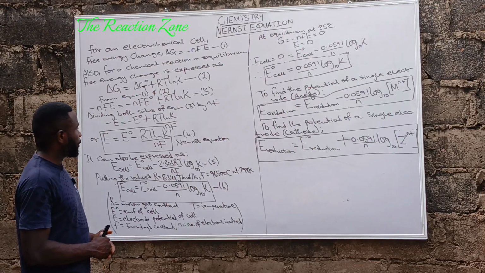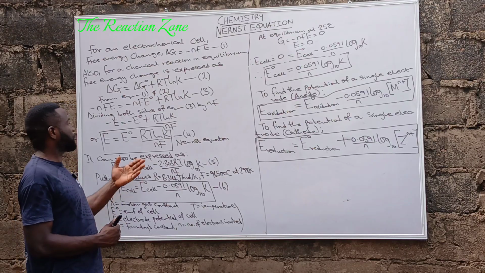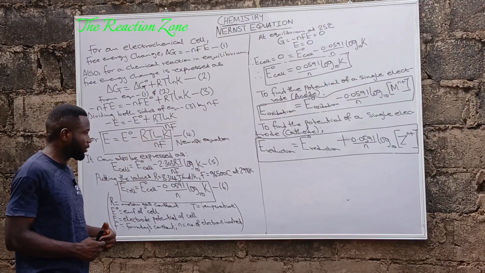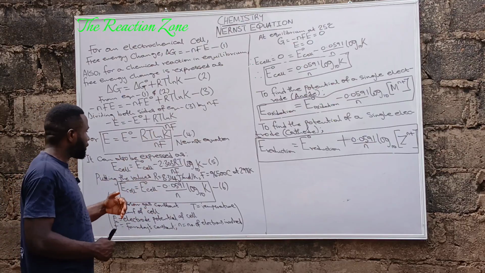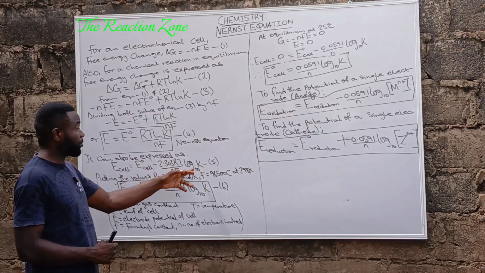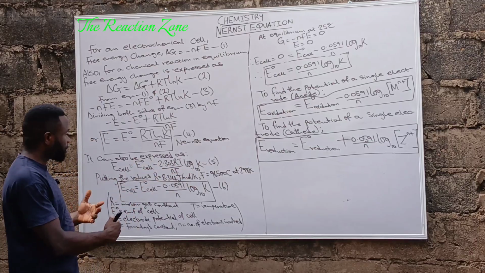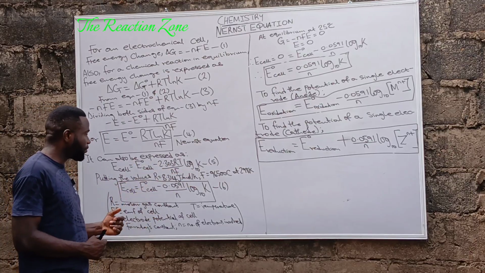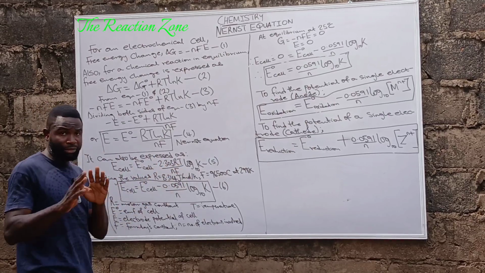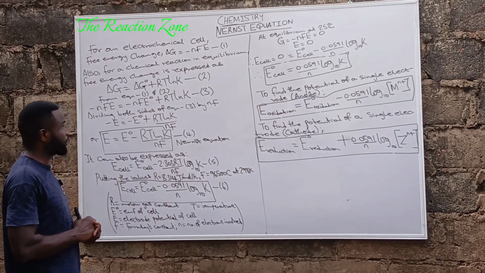So it simply means that equation 4 is the Nernst equation using natural logarithms. Equation 5 is an expression of the Nernst equation using logarithm to base 10, and equation 6 is simply a simplification of equation 5. So please take note of these differences.